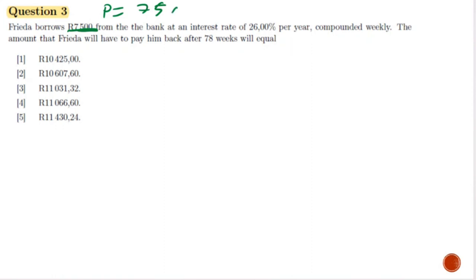Okay. She borrows 7,500 from the bank at an interest rate of 26% per year. I mean, where have you ever seen a bank that is going to give you so much? I would go today and deposit the amount if I could ever get 26% per year. It's too much. So it is just contextualized to make an assessment. So you are told the interest rate. The interest rate here is 26%. So I'm already writing it in decimal form.